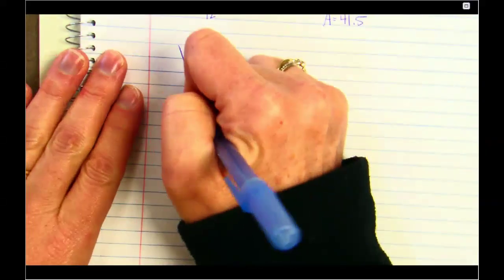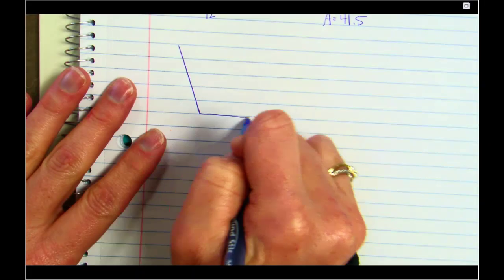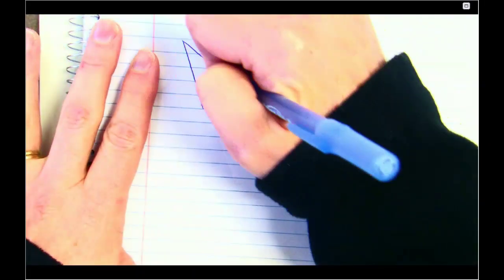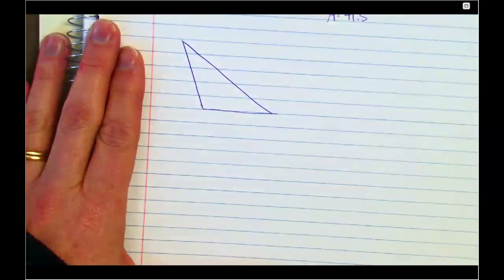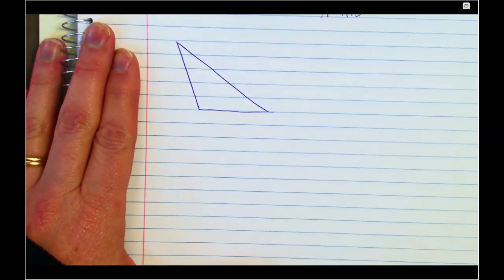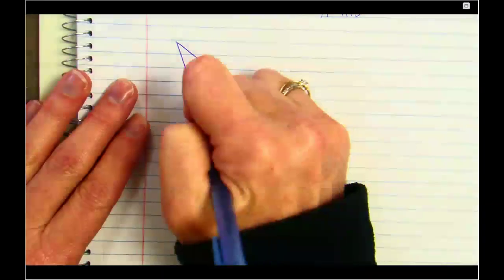Okay, so let's do this one. We're only going to do one other example of this. This is our only other example, and we'll move on to something else. It's an obtuse triangle.